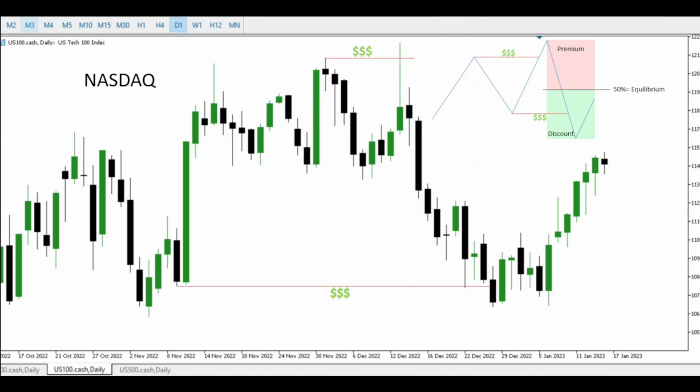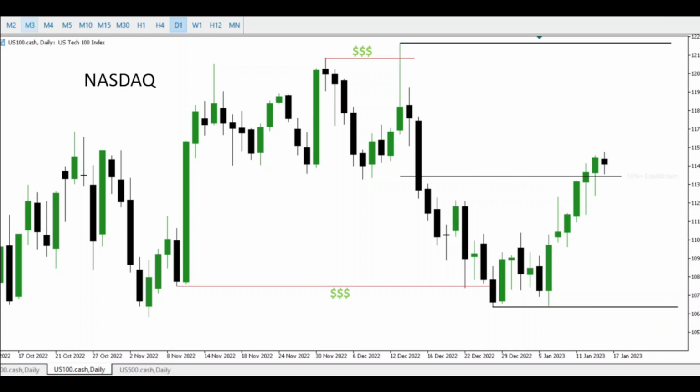So now that we have identified our liquidity runs, we have to draw the 50% equilibrium price point from the high to the low. That's going to give you the premium and discount ranges. So when you're in premium, you look for sell setups, and when you're in discount, you look for buy setups.